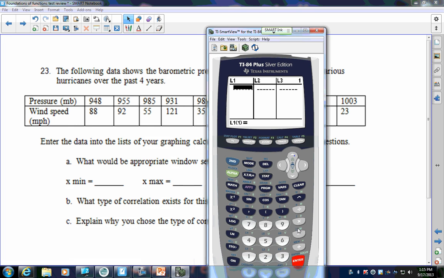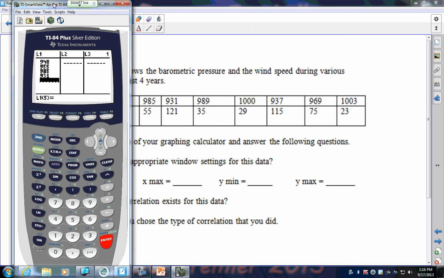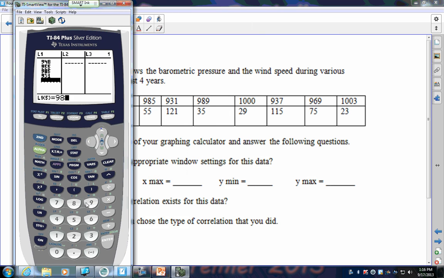948. Enter. 955. Enter. 985. Enter. 931. Enter. Move it back over. Come back. 989. Enter. 1000. Enter. 937. Enter. 969. Enter. 1003. Okay, that's all the L1s.